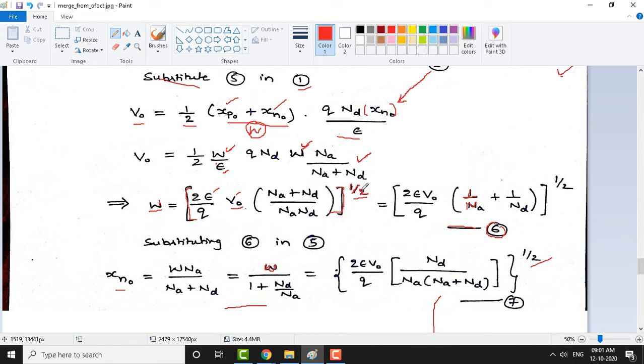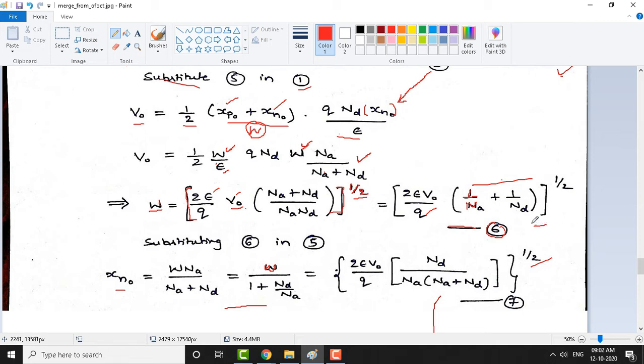Further, within the bracket you can simplify this. Na Nd in the denominator, you can write this as 1 by Na plus 1 by Nd. You can break this plus into two different parts. You get this equation. So the final equation for W is now 2 epsilon V naught by q into 1 by Na plus 1 by Nd, whole to the power of half. This equation also you need to remember.